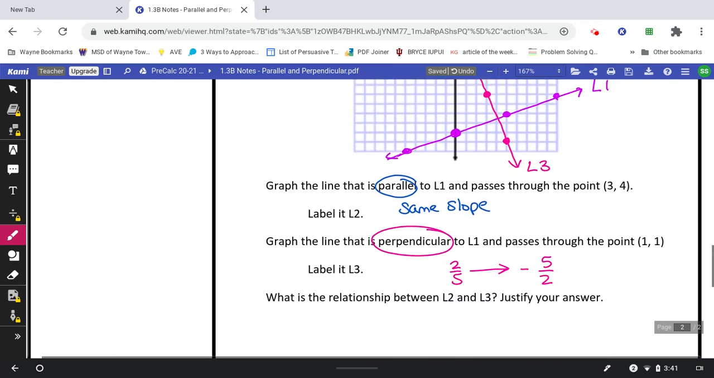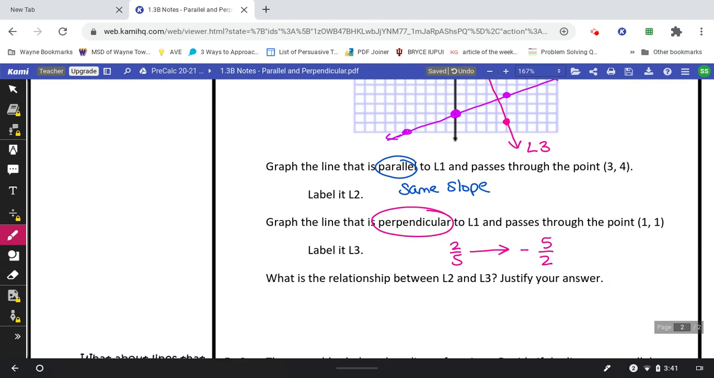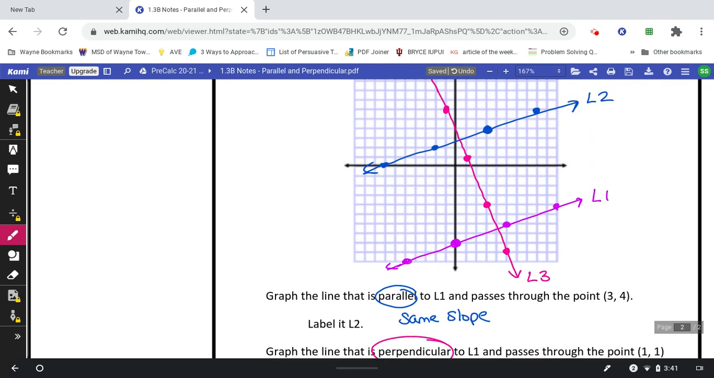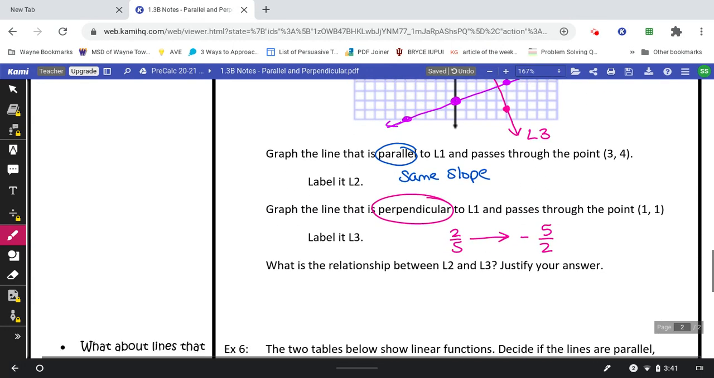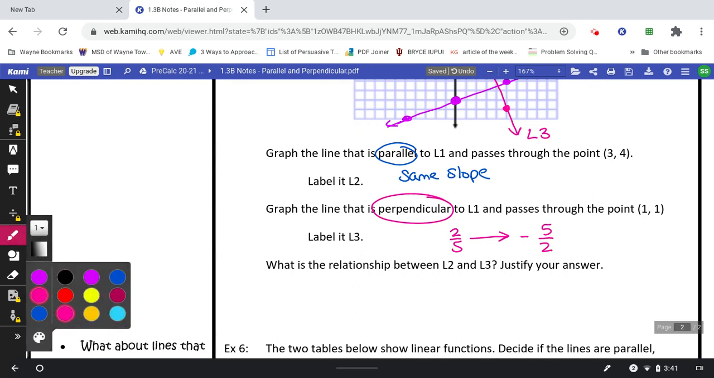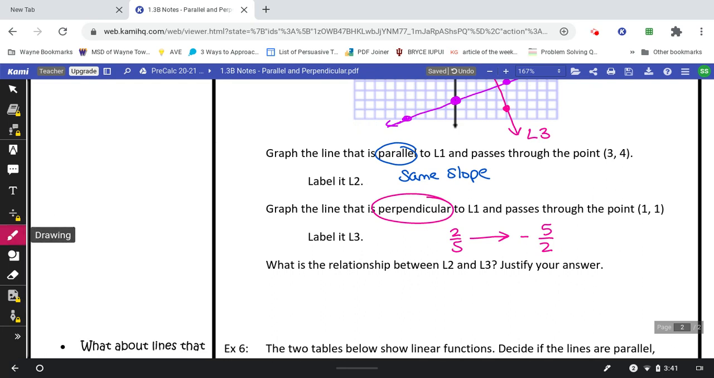All right, now the question asks, what is the relationship between L2 and L3? So L2 is the blue line, L3 is the pink line. So what do we think those are? Those are going to be perpendicular. L2 has a slope of 2/5, and L3 has a slope of -5/2, and those are opposite reciprocals.